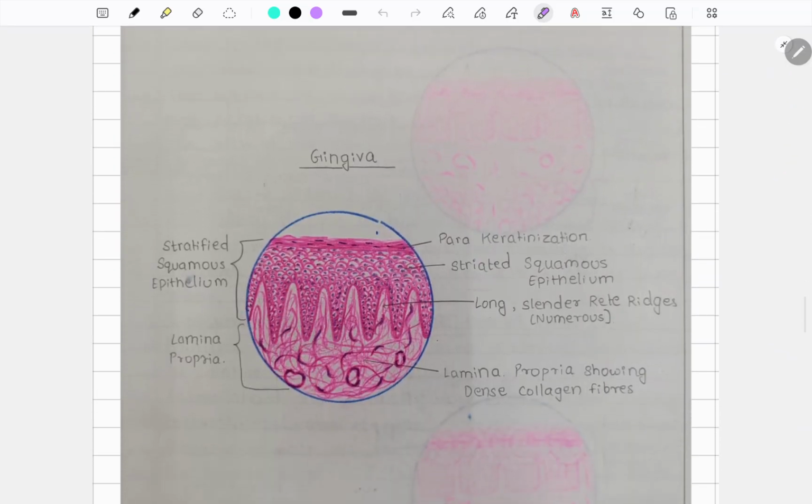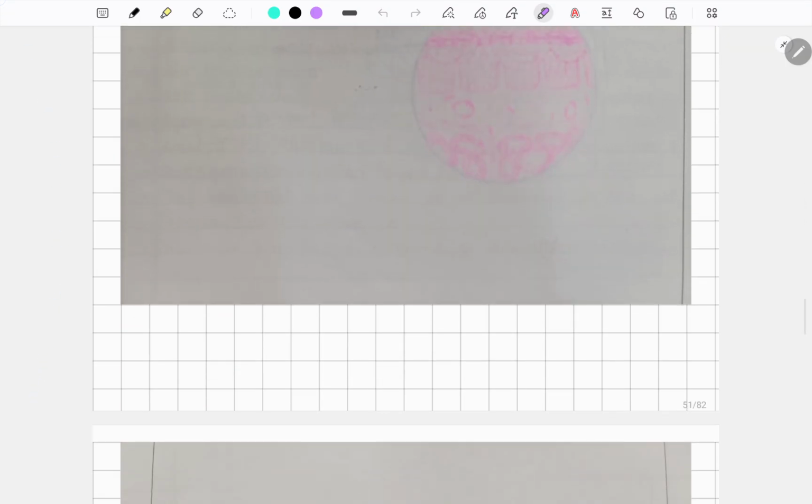Now we move to the next topic, OMM, oral mucous membrane, and the first one is gingiva. Gingiva is parakeratinized epithelium, and as you can see, it is stratified squamous epithelium. Then there is lamina dura present. There are long slender rete ridges which are numerous in number. As you can see, there are many rete ridges present, and this is parakeratinized epithelium with pycnotic nucleus present. That's why it is known as parakeratinized. This is the peculiar feature of gingiva, that is long and slender rete ridges and parakeratinized epithelium.